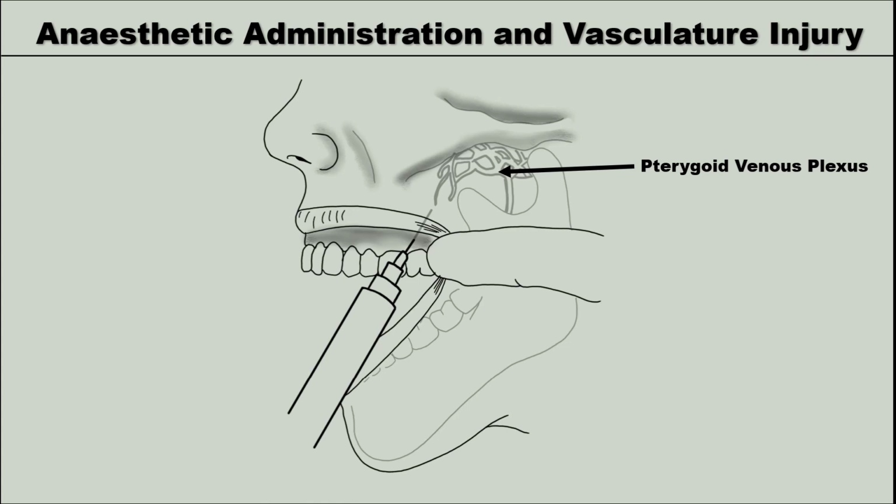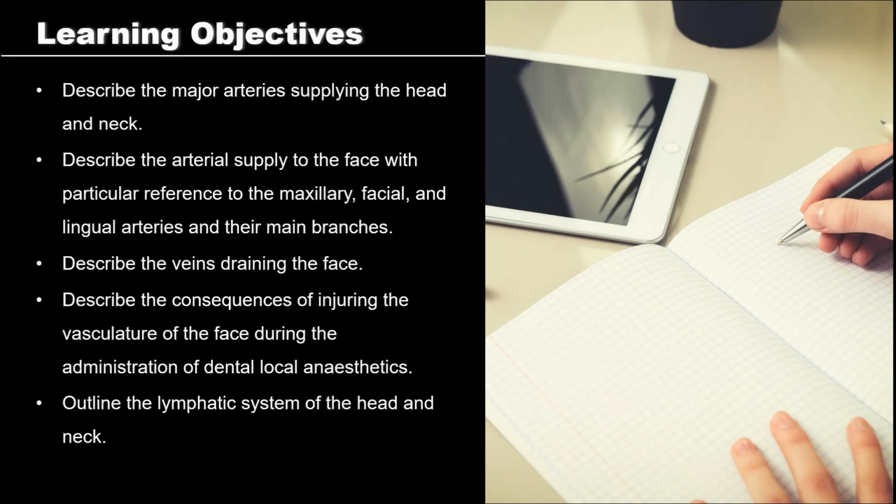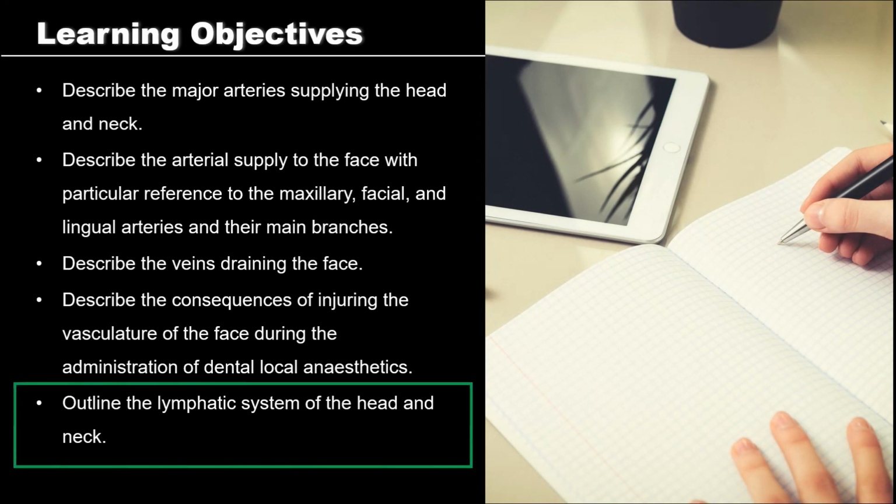So let's go and recap where we are in this video. We have looked at the veins, arteries, and the complications of dental anesthetics. So now let's go and look at the lymphatics of the head and neck.